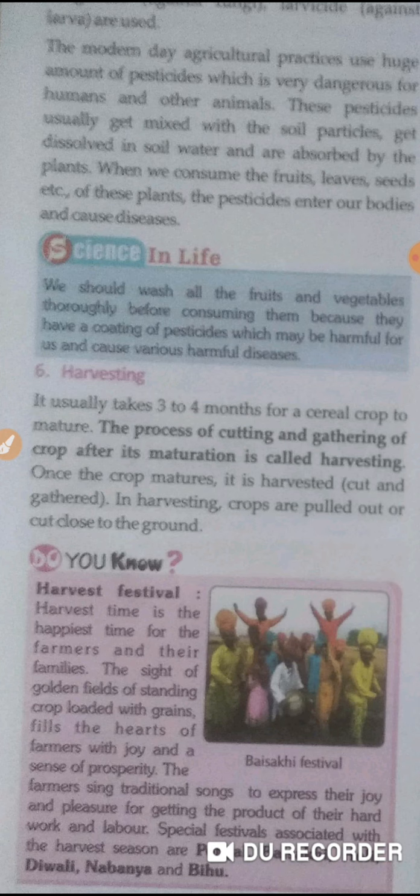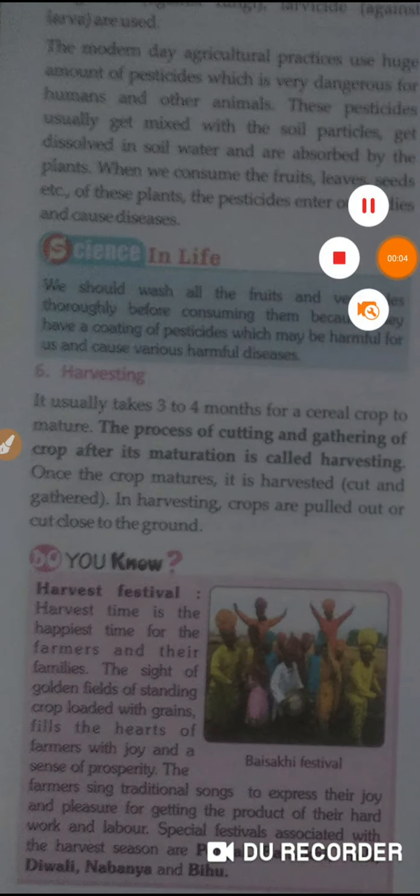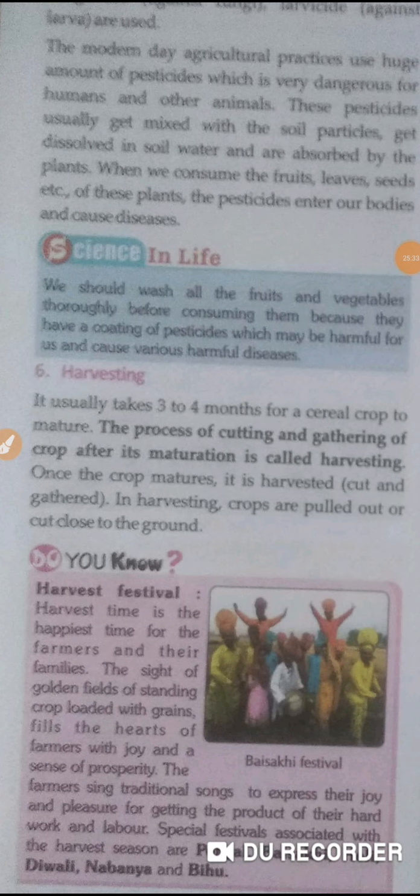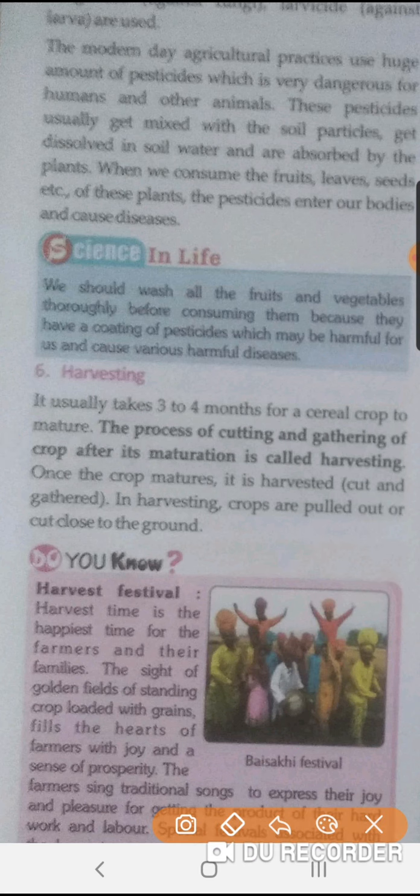And it is called harvesting. What is it called? It is called harvesting. The process of cutting and gathering of crop. What is harvesting? The process of cutting and gathering of crop after its maturation is called harvesting.